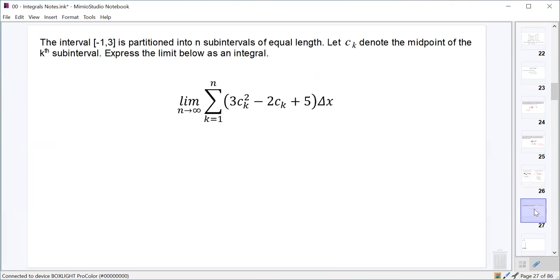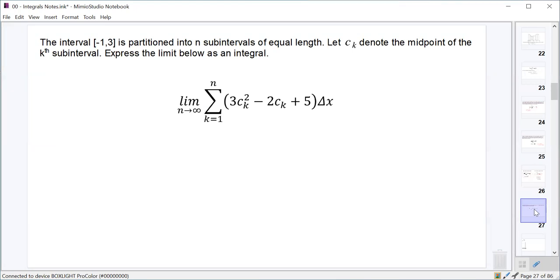So here we are saying that the interval from -1 to 3 has been partitioned into n subintervals of equal length. We've got c sub k is the midpoint of the kth subinterval, and we want to express this limit, the limit as n approaches infinity, of the sum from k equals 1 to n of 3c sub k squared minus 2c sub k plus 5 times delta x as an integral in Leibniz's notation.